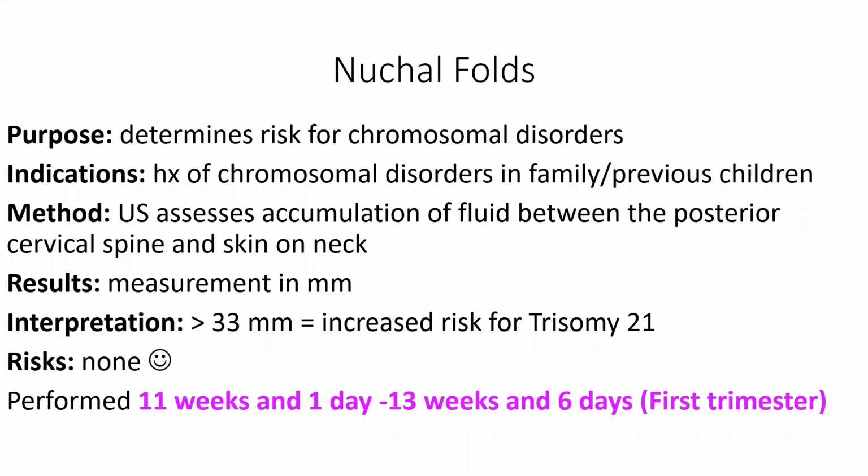The method of this is that an ultrasound assesses the accumulation of fluid between the posterior cervical spine and the skin on the neck. The results are going to be measured in millimeters. More than 3 millimeters indicates an increased risk of trisomy 21. That would be the only thing here. This is performed usually at around 11 weeks to the end of the 13th week, so pretty much right at that first trimester time. 11 weeks and 1 day, so the beginning of the 11th week, to 13 weeks and 6 days, the last day of 13 weeks. Okay.